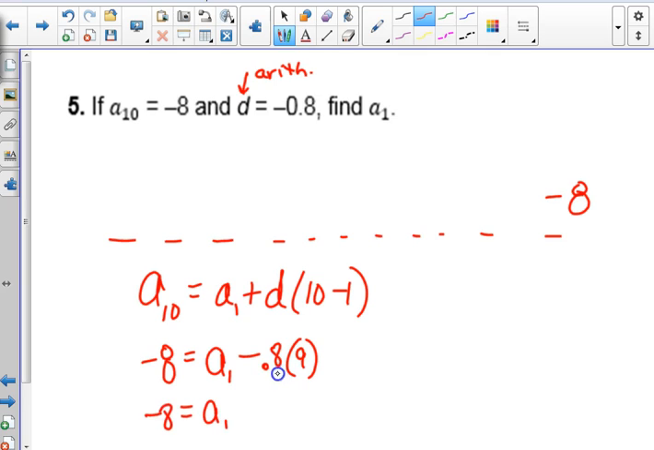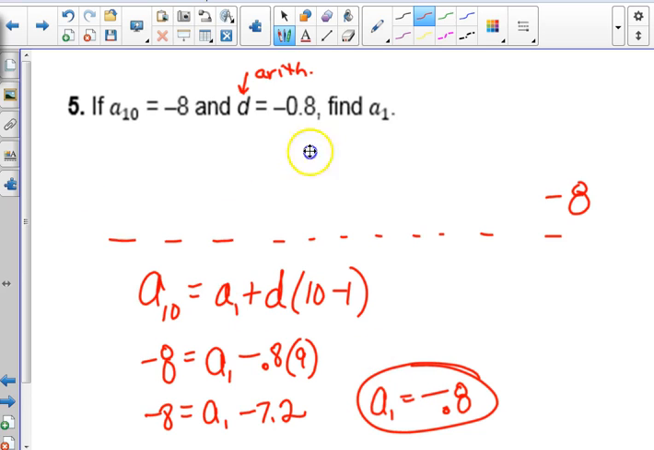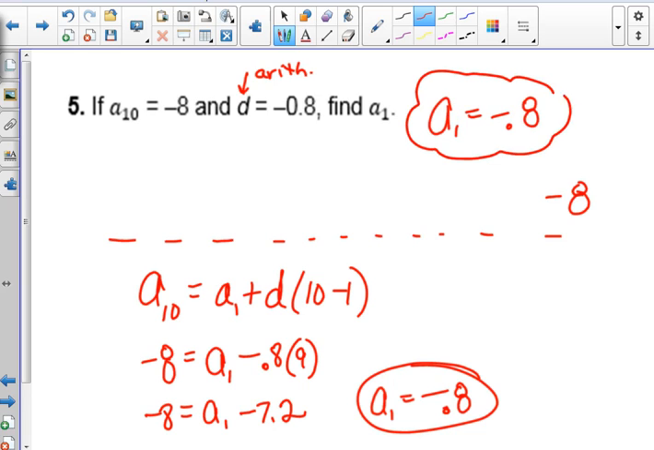-8 equals, this is -0.72, is that right, guys? Or -7.2, right? Add it over there and you get positive 0.2, 0.8? -0.8? Don't ask me without a calculator. I got a sub 1 is -0.8. Did someone else get that? I believed you guys, but does it work now if you go -0.8 plus 9 differences? Do you get to -8? Yes?